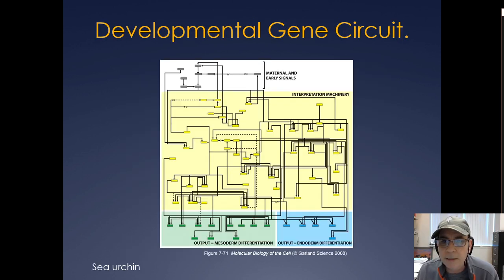And just to give you an idea of how complicated this can all get, here's a gene circuit of a sea urchin, okay? And so you have maternal and early signals on transcription factors, and then you'll have a whole bunch of interpretation machinery in there that are all interconnected, and then what you'll get is output, and you can have mesoderm differentiation or endoderm differentiation. And so if you want to think about how complicated mammals are relative to a sea urchin, you can see that this probably gets expanded quite a bit.